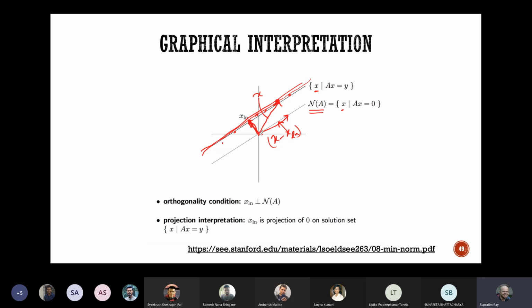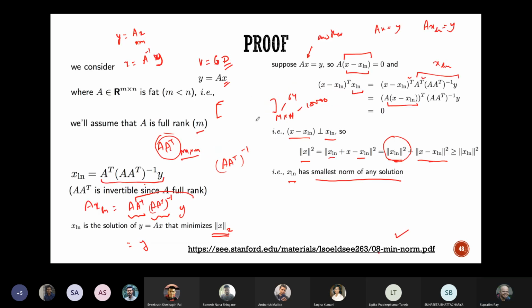So all I'm saying is that if I look at all the solutions here, this thing is the shortest. Everything else is bigger than this. So this is the minimum norm solution. This is the smallest vector. Every other vector is bigger than this. Why? Because every other vector is just this square plus that square, and this is non-zero. So this is going to be bigger. That's all that is being done here. Okay, does that make sense?